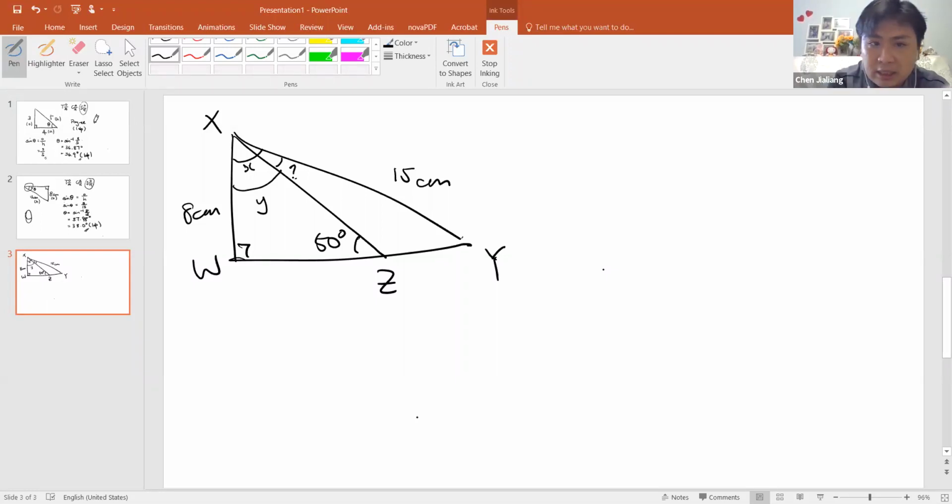All right, so now the second question is, are we able to find the value of angle X? Yes, using which two values?